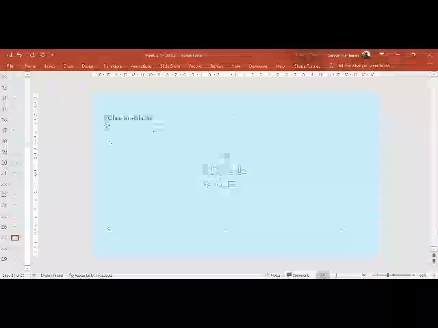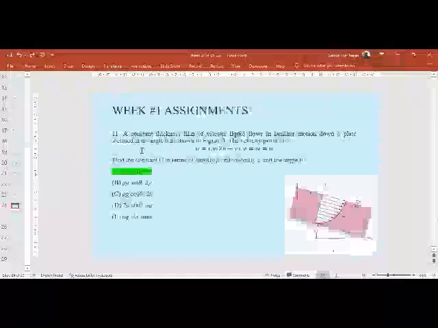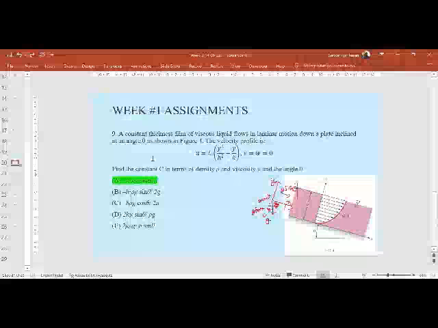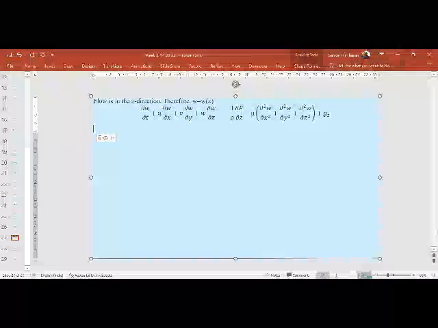Since there is flow in the negative z direction, we have to take the z momentum balance. Flow is in the z direction. Therefore, w is a function of x and nothing else. So we just take our z momentum balance as we had done earlier, and write that down over here.